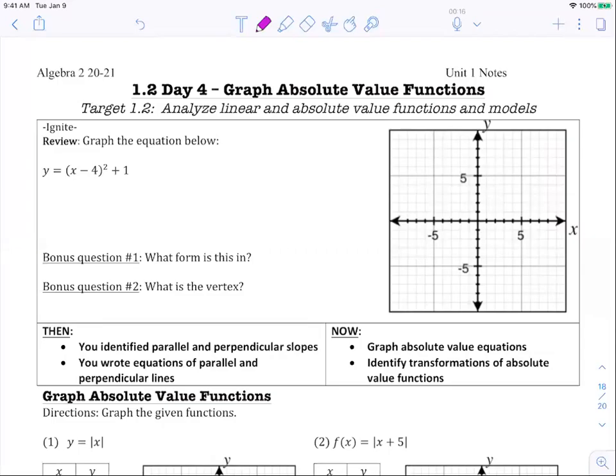Today we're going to be talking about graphing absolute value functions. Before we get going, I would love it if you would take a second to try the Ignite at the top of the page. Let's see what you remember about graphing quadratics.